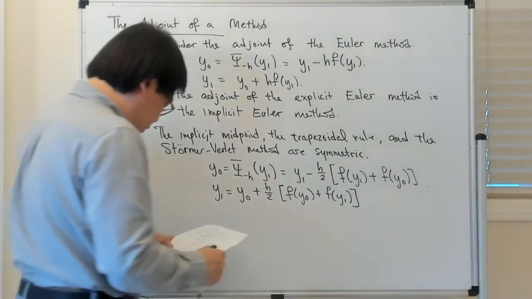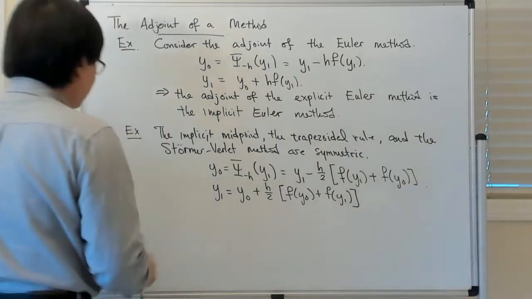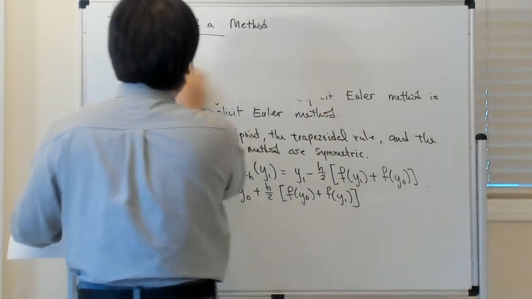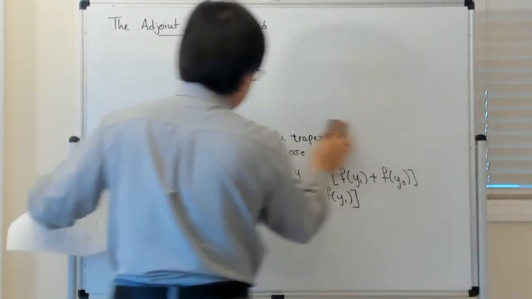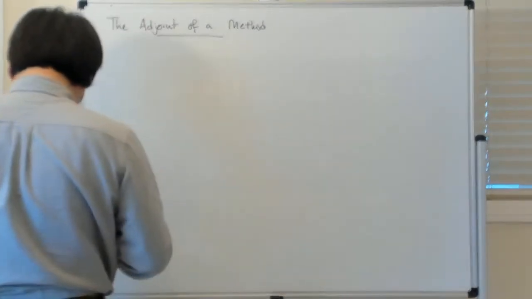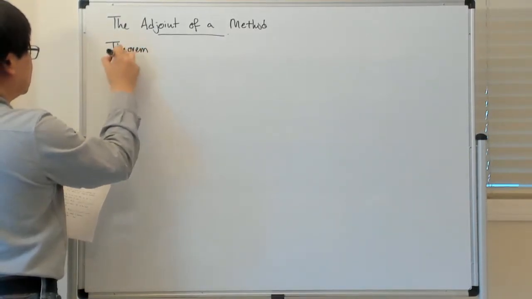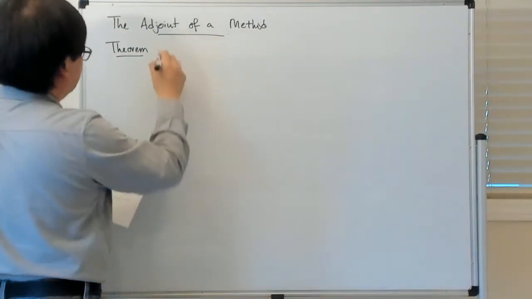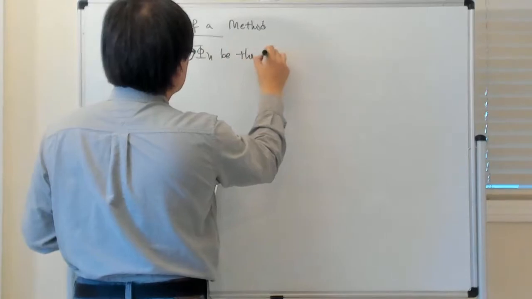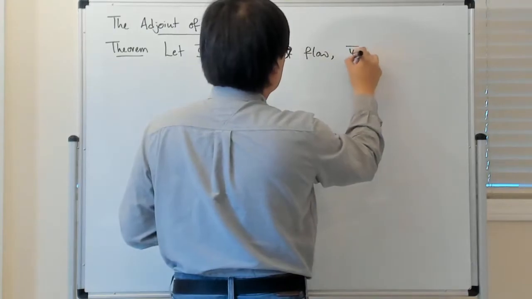Okay, so let me state a theorem now about symmetric methods, and in particular the order of accuracy properties of symmetric or self-adjoint methods. Okay, so the theorem is the following: let's say you have the exact flow, and then you have a one-step method.